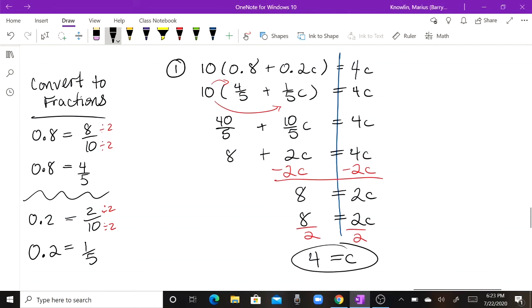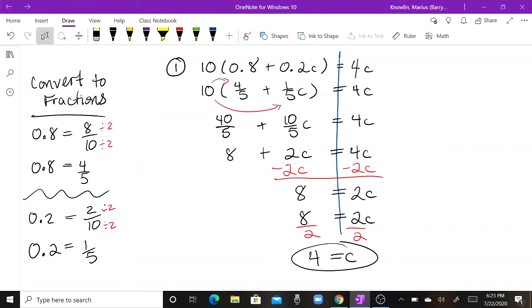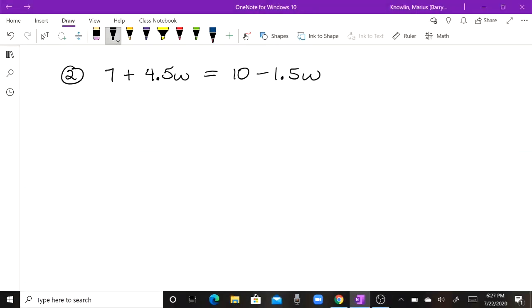So now we've done number 1 a total of 3 different ways. This last way included converting those decimals to fractions. We're going to go ahead and keep it moving. Number 2. So let's go ahead and rewrite it.